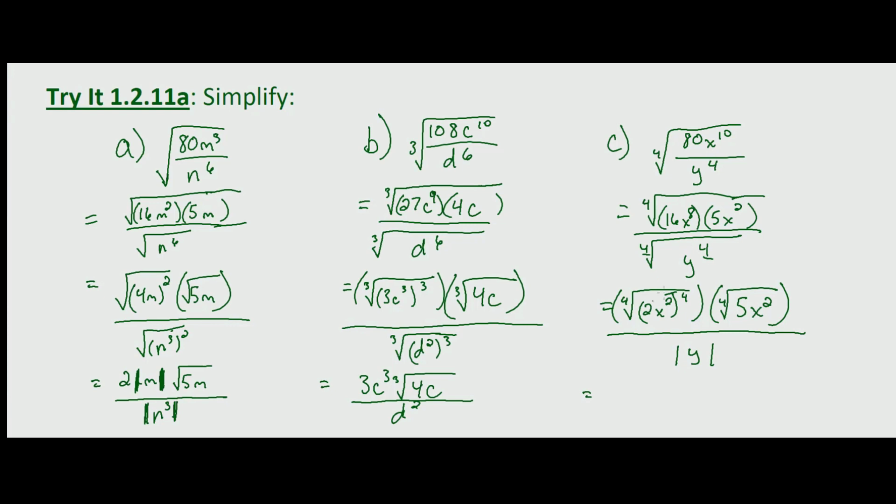And then last but not least, same thing with our fourth root here, fourth root of 2x squared to the 4th, but we don't need the absolute value because we know that x squared is positive. So the fourth root of 2x squared all to the 4th power is just 2x squared. We're left with the fourth root of 5x squared, and that's all over the absolute value of y.